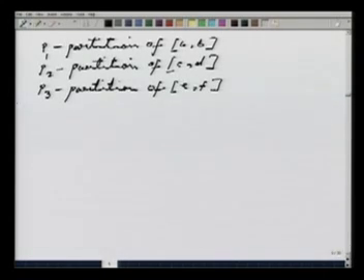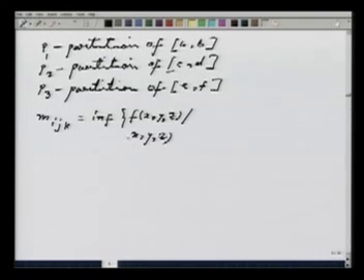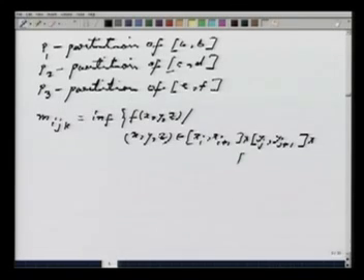Okay, then I define m_ijk to be the infimum of f(x,y,z), where (x,y,z) belong to [x_i, x_{i+1}] cross [y_j, y_{j+1}] cross [z_k, z_{k+1}].